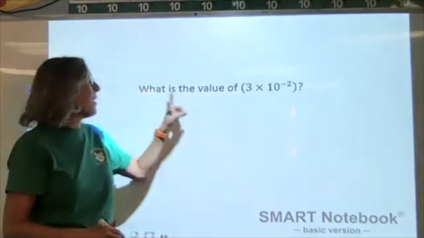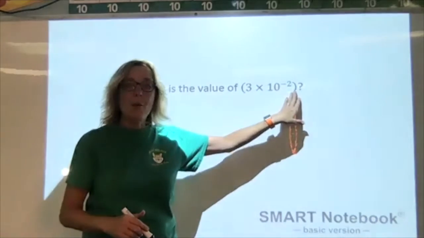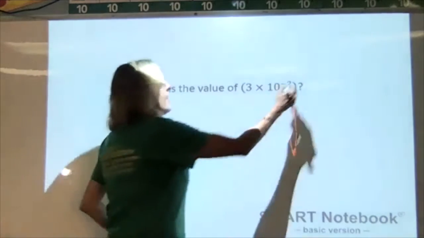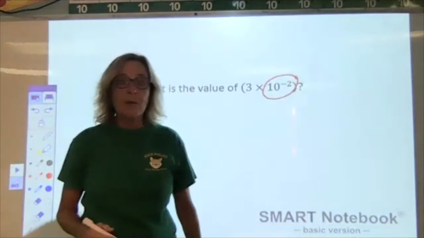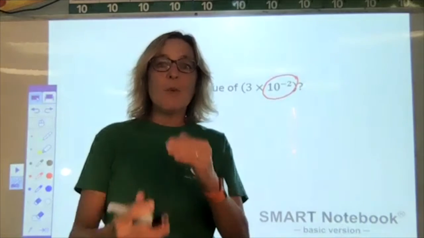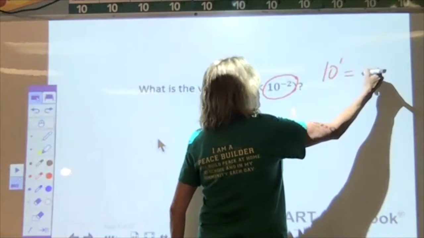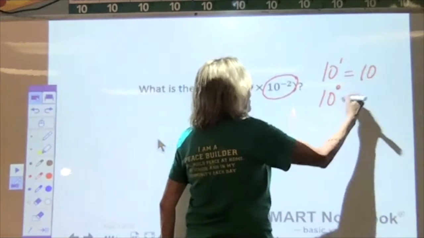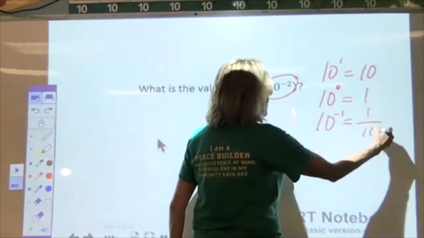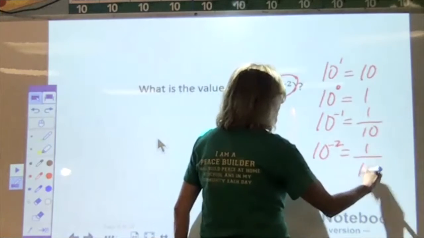What if we wanted to find the value of this expression? This is 3 times 10 to the negative second power. Now you might remember in 5th grade, we actually did some problems like this. So we need to think about the value of 10 to the negative second power. And we know that anytime you have a negative exponent, it means that we have been dividing by that base. So if we know that 10 to the first power is equal to 10, 10 to the 0 power is equal to 1, 10 to the negative 1 power is 1 divided by 10, and then 10 to the negative 2 power is 1 divided by 10 squared, which is 100.